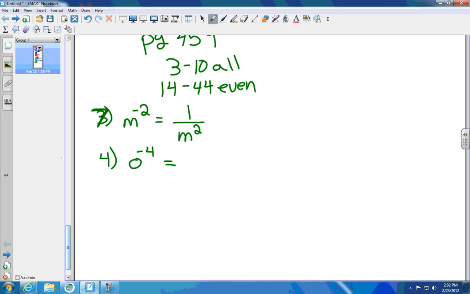So we have 0 to the negative 4. How are we going to make that positive? Put it on the bottom. So what's left on top? 1 over 0 to the 4th. So what is 0 to the 4th? Put that in your calculator. 0. So what you end up with is 1 over 0.